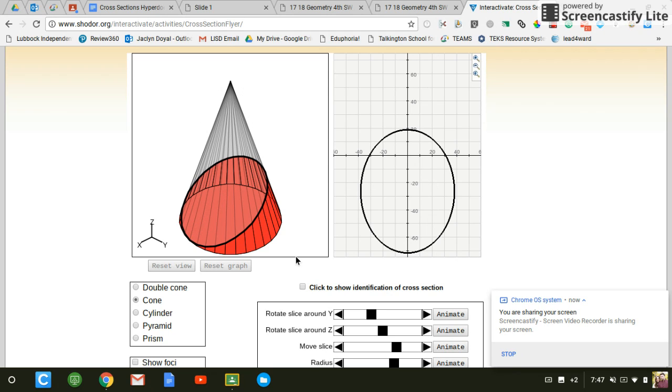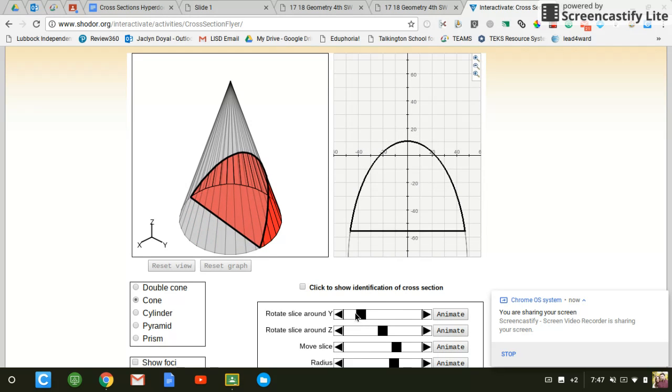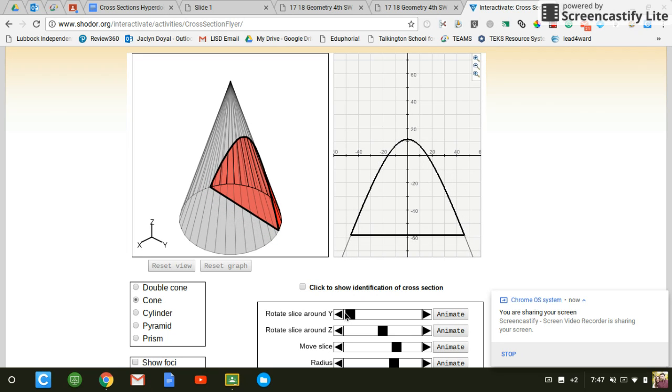This is obviously an image of a cone. And this here is what the cross section looks like if the cone was cut at this angle, as it's shown on the picture. So what I want you to do is play around with some of these. You can rotate your slice around and see what the cross section would look like if you were to move it.